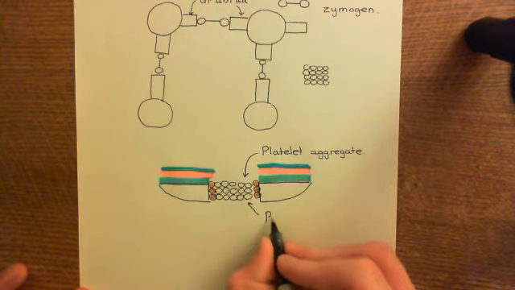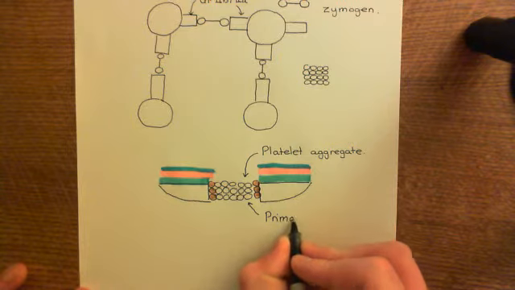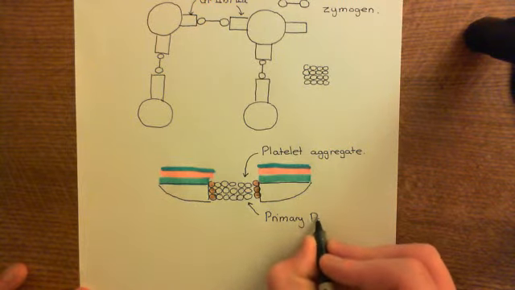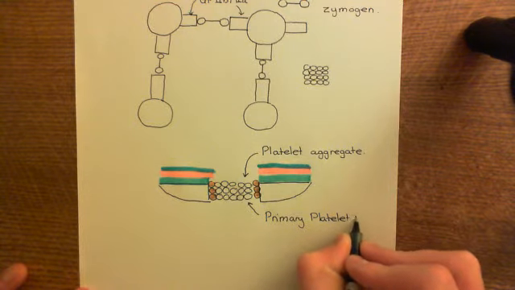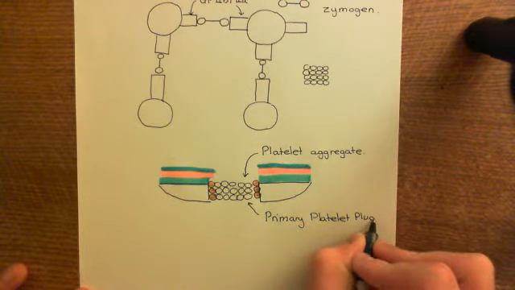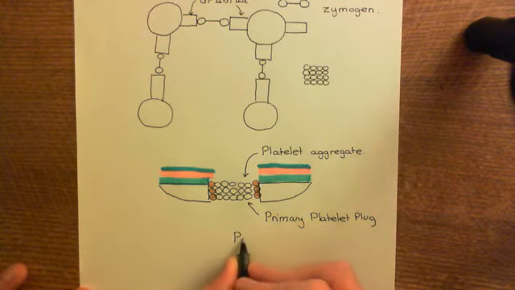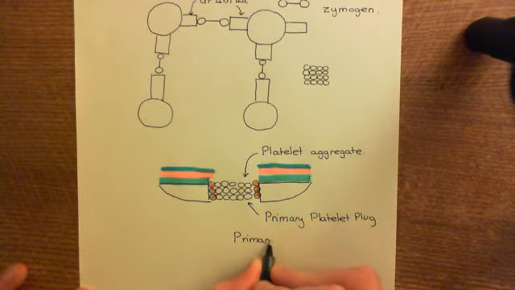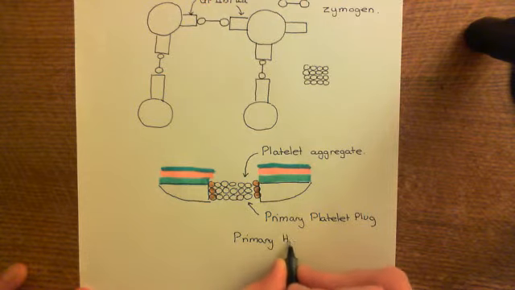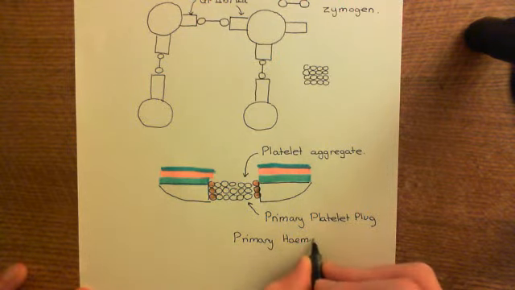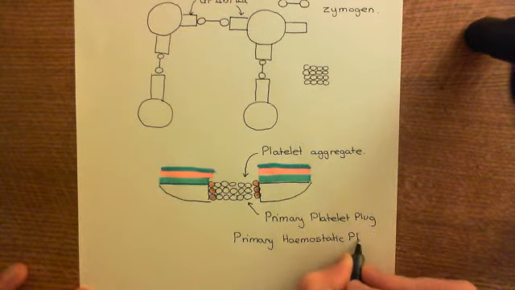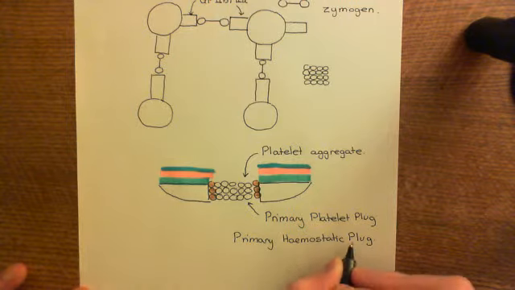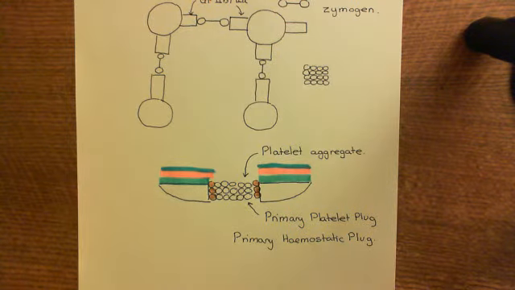This is known as a primary platelet plug, or it's also referred to as a primary hemostatic plug. Primary platelet plug is the name that people often use for this, but the more correct name is primary hemostatic plug. And again, I'll use the British English spelling of hemostatic just because it's more natural to me. Hemostatic plug.